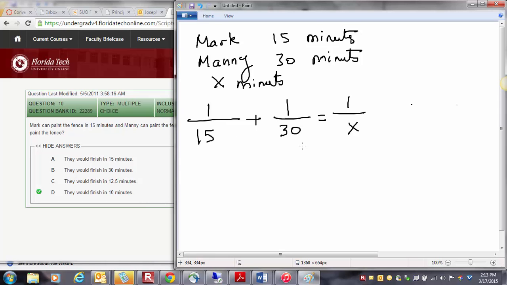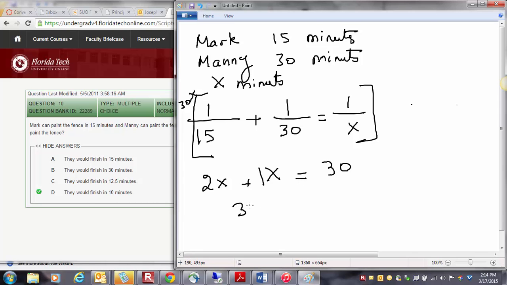Common denominator 30X. Let's multiply everything by 30X and then solve for X. 30X divided by 15, 2X. 30X divided by 30 is X times 1, X. 30X divided by X is 30. So now 2X plus 1X is 3X equals 30. Divide both sides by 3, X would be 10. And that's minutes. Okay, good luck.